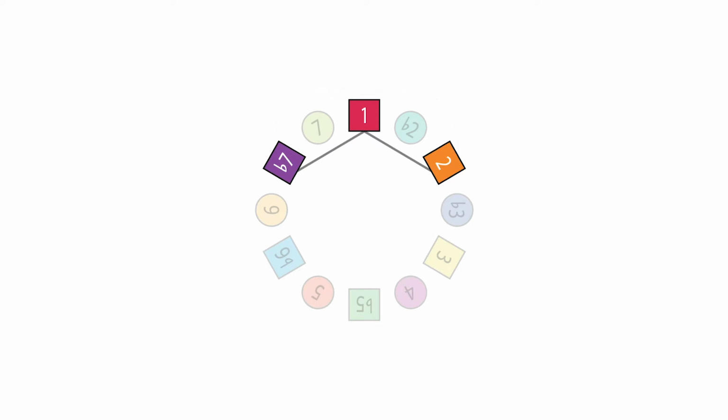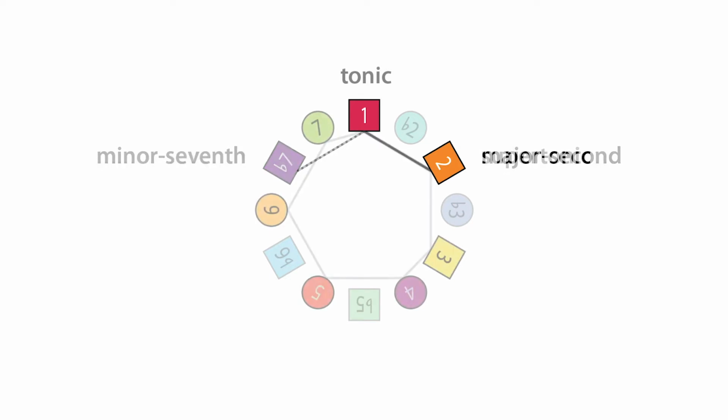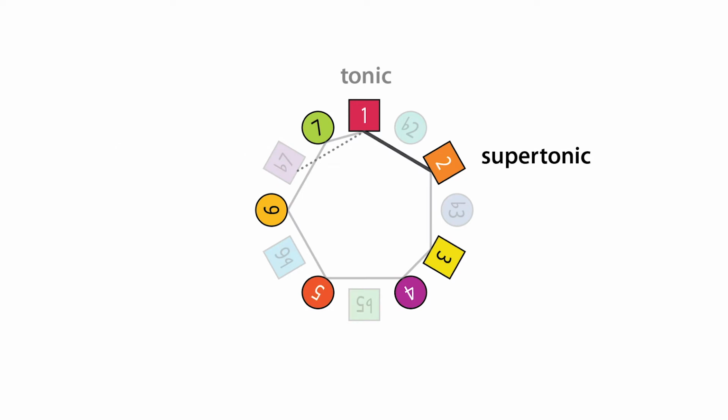Intervals 2 and flat 7 are known as the major second and minor seventh respectively. The major second, which is sometimes called the supertonic, super means above, and tonic is a reference to interval 1. So the supertonic, interval 2, is above the tonic. The supertonic is in the tonic's major scale. It's also closely related to the perfect fifth note of this key, so it shares a certain affinity for the tonic.